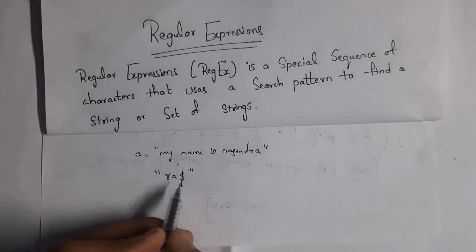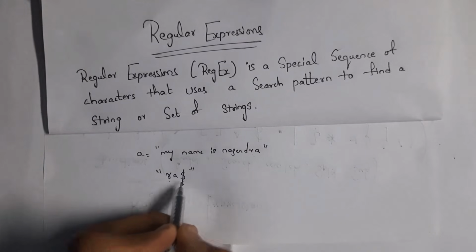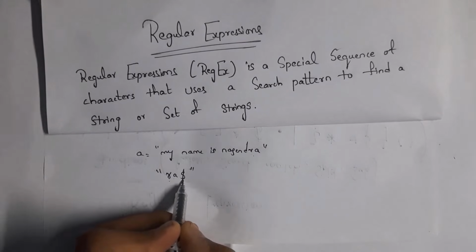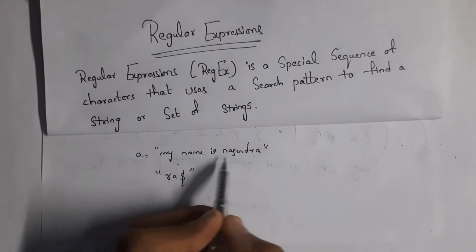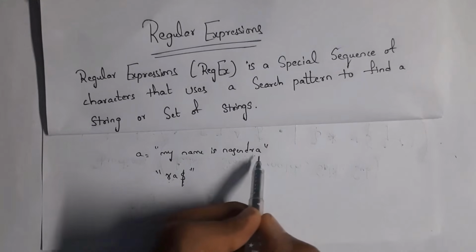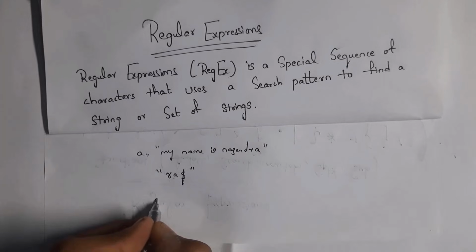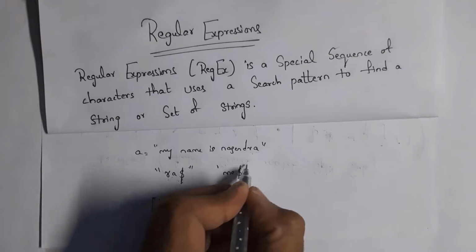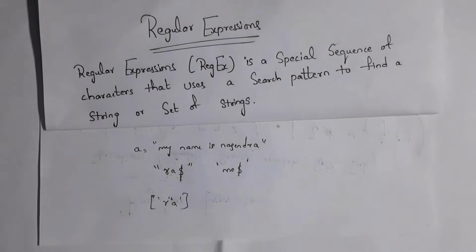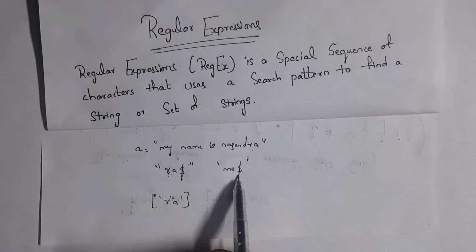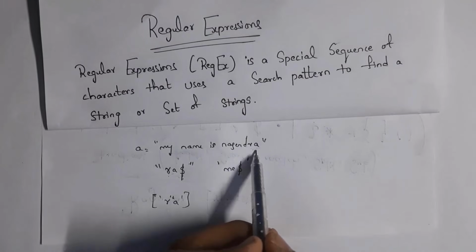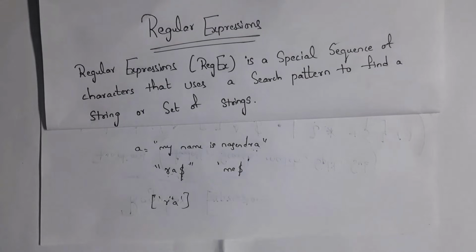This $ sign is used to identify the last characters. So it will check whether RA is present at last or not. Yes, RA is present at last, so I will get the output RA. For example, if I write here ME$, then it will check whether ME is present at last or not. But the last characters are not ME, the last characters are RA. So you won't get any output. This is the use of the $ sign.